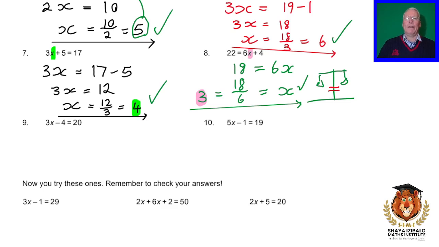Okay, so number 9. How can I get rid of this subtracting 4? I can add 4. To which side? To both sides. Okay, 20 plus 4, 24. How can I get rid of timesing by 3? I can divide by 3. On which side? On both sides.